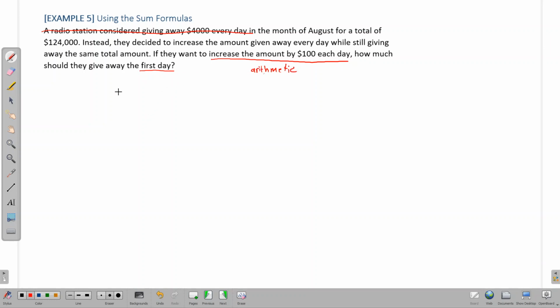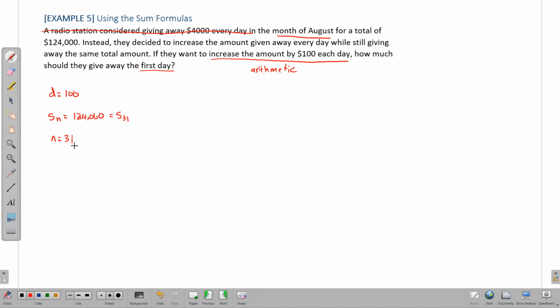So it's arithmetic, and we know that d is equal to 100. That's what this is giving us. We also know that the total, all of it added together, is 124,000. So S sub n is 124,000. And in fact, we actually know what n is. We're doing a giveaway for every day in the month of August, so that means there are 31 days in August, so n is 31. So really, this is S31. The sum of the 31 days totals up to 124,000.